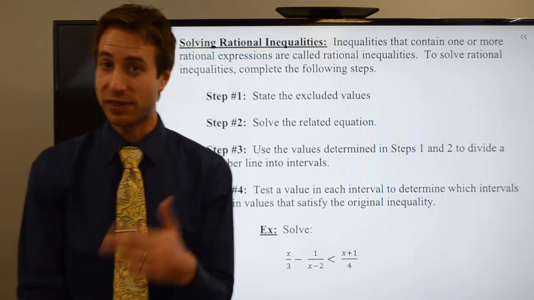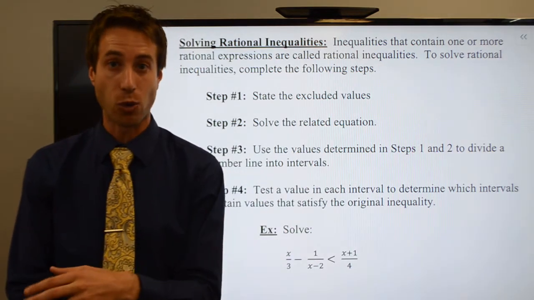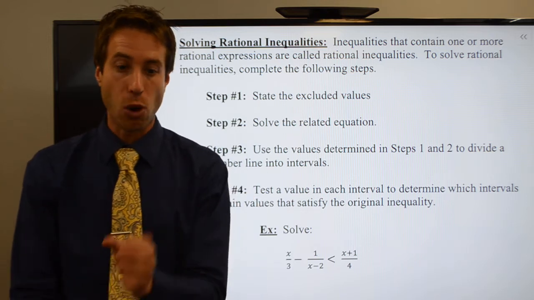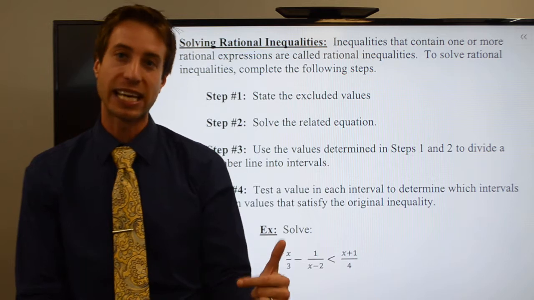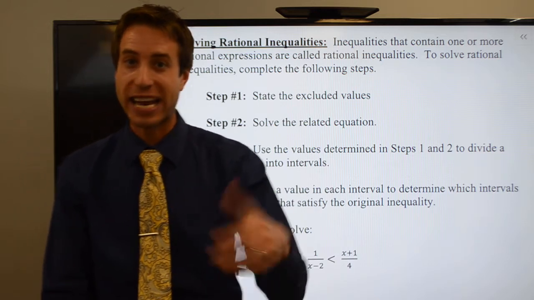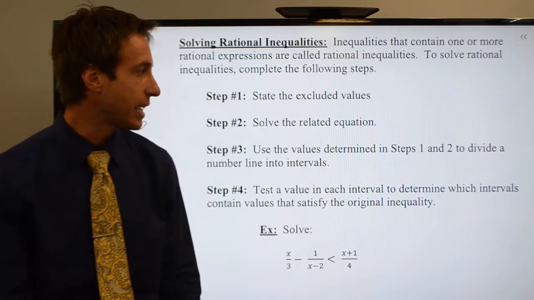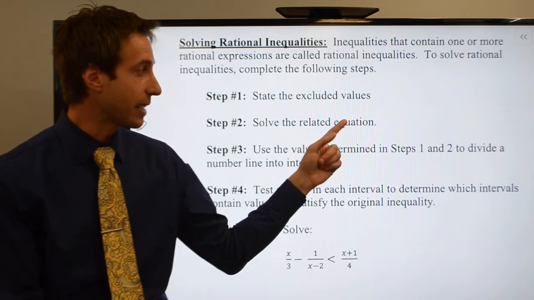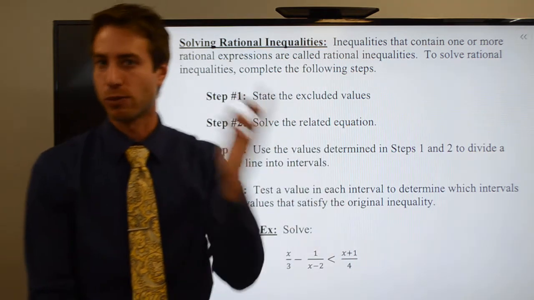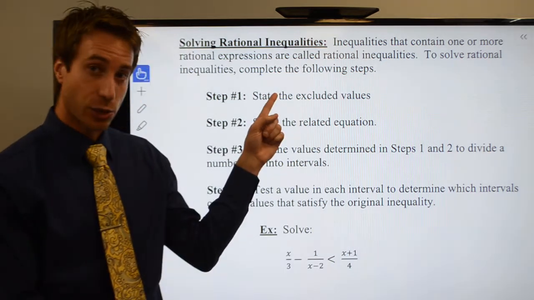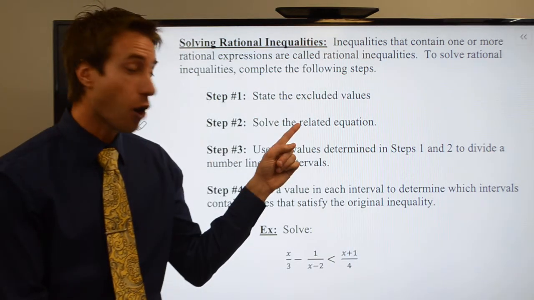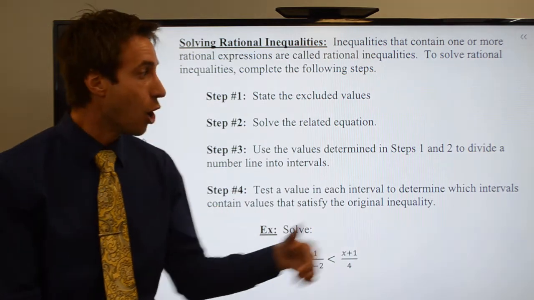We'll exclude those values. Then we're going to solve the related equation. This is interesting too. We've seen this before when graphing inequalities, where instead of graphing the inequality, we graph the related equation, and then we take a look at the inequality to figure out where to shade. We're going to do something very similar here. We're going to ignore the inequality and solve the related equation, which is what we just got done doing on the previous pages.